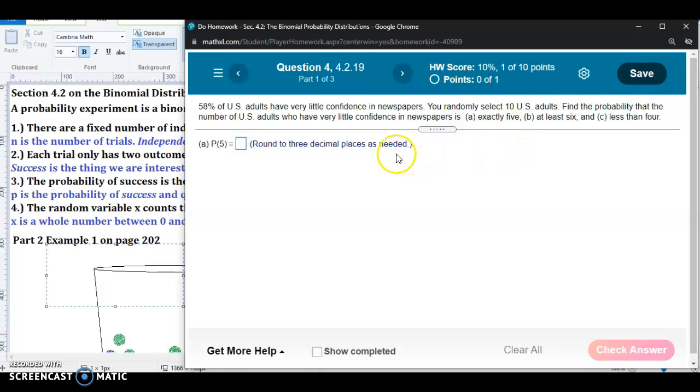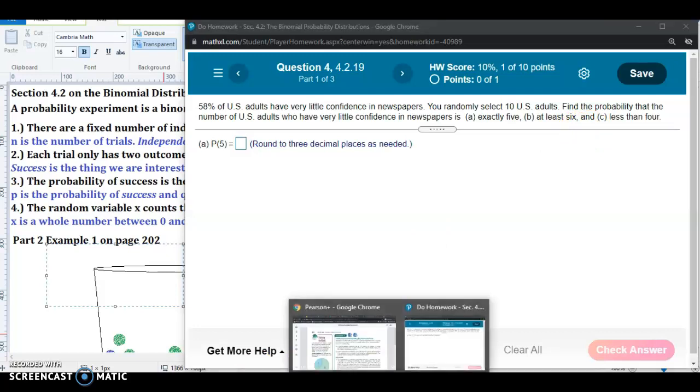In question 4, you're actually going to calculate binomial probability. It says 58% of U.S. adults have very little confidence in newspapers, and you randomly select 10 adults. Find the probability that the number of adults who have very little confidence in newspapers is A, exactly 5, B, at least 6, and C, less than 4.